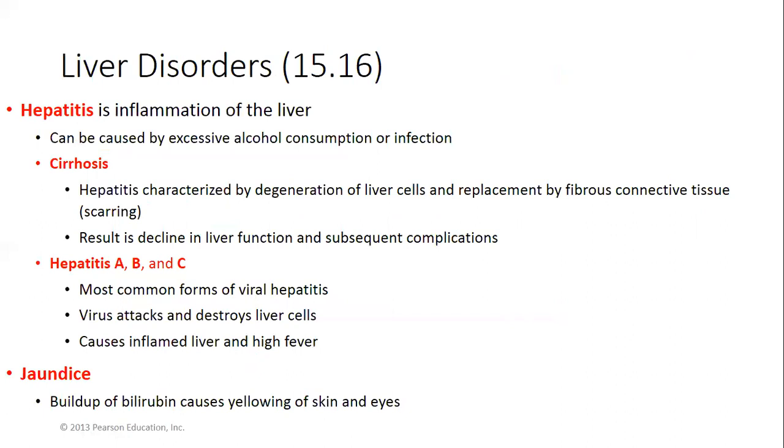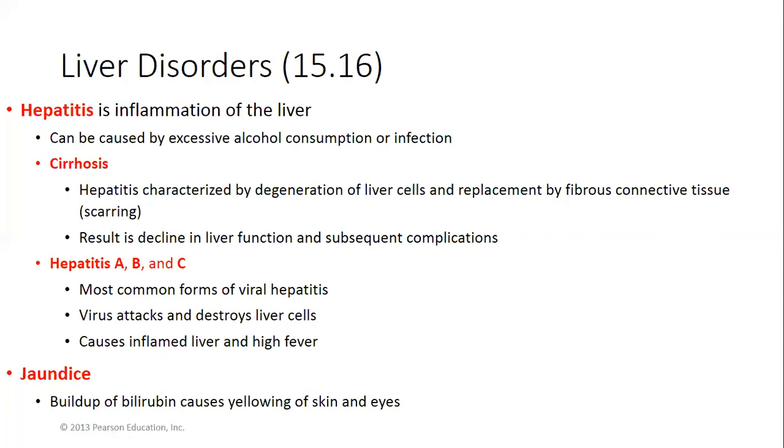Disorders can be really serious because your liver is like your garbage disposal. It's your filtration system of all blood coming from the digestive system organs that have allowed the entry of nutrients, electrolytes, some wastes. When the liver gets inflamed, that can be caused by excessive alcohol consumption or even an infection. So hepatitis, remember ITIS is an inflammation of something, and HEPA is liver. So hepatitis is an inflammation of the liver.